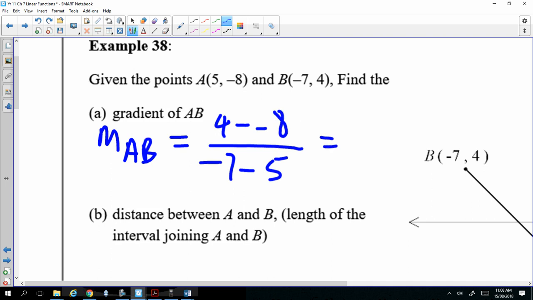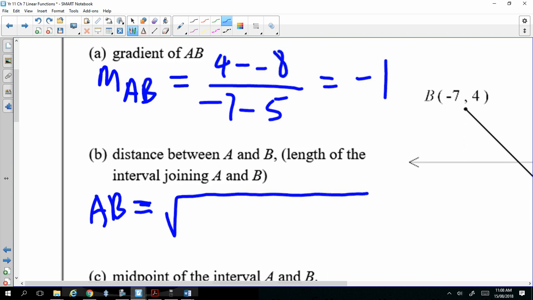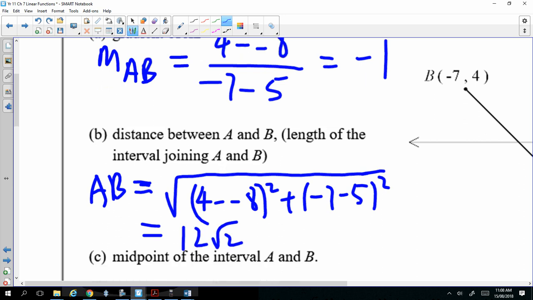Okay, how about distance? Now, when you find distance, instead of writing DAB, I just write AB, because AB stands for the side. So if you just write AB, it means the distance. Just easier. So we'll just go like this: 4 minus negative 8 squared plus negative 7 minus 5 squared. What do you get? Use your calculator. You get 12 root 2 after simplifying. How do I know it's 12 root 2 so quickly? Because that's 144 plus 144, which is equal to 2 lots of 144, and the square root of 144 is 12. That's how I do it so quickly. So it's very easy without a calculator.